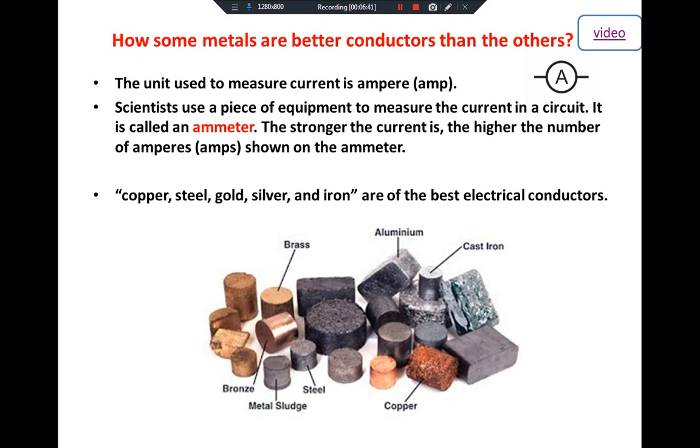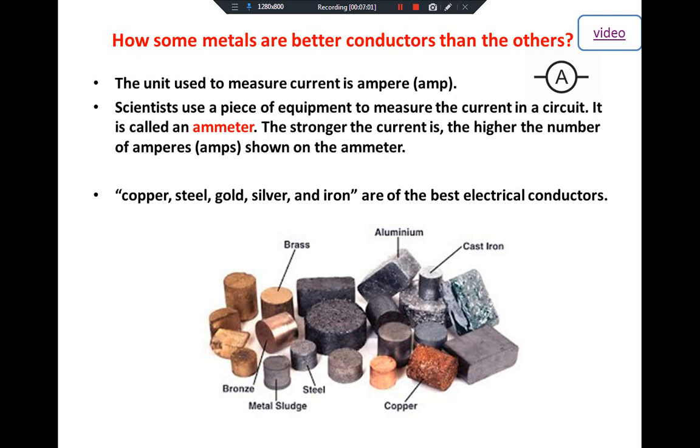So therefore, copper, steel, gold, silver and iron are among the best electrical conductors. We have other types of metals, but these are the most acceptable or preferable ones to be used as conductors for electrical circuits.